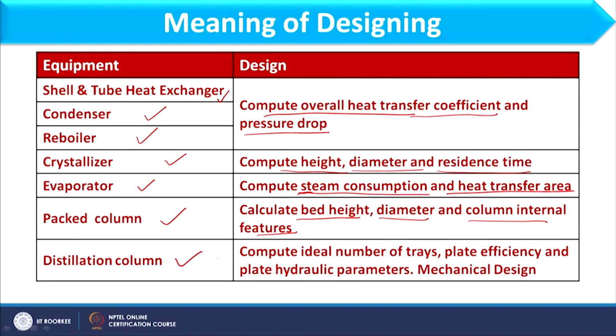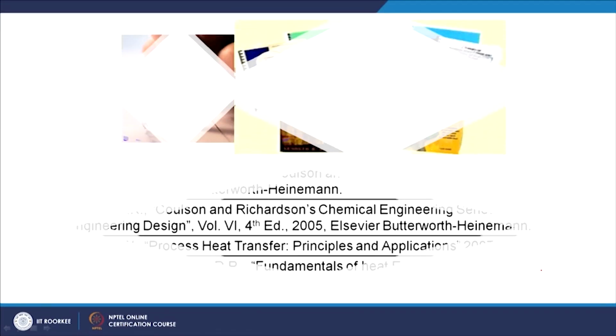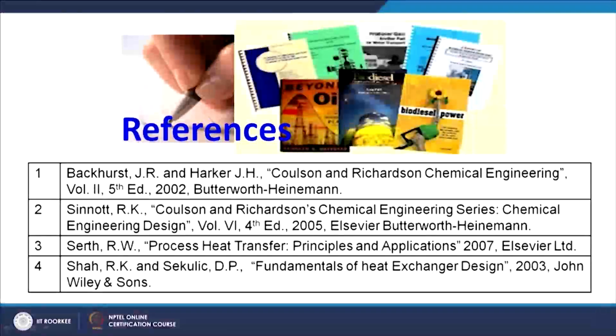Now, further in distillation column we have to consider the ideal number of trays, that is for the binary system, and for a multi component system, plate efficiency, plate hydraulic parameters, and finally we will focus on mechanical design. Here I am considering mechanical design only for the distillation column or tall vessels. For other equipment, the mechanical design course is prepared separately, that you can see. So, I hope you will have a basis to study this course.